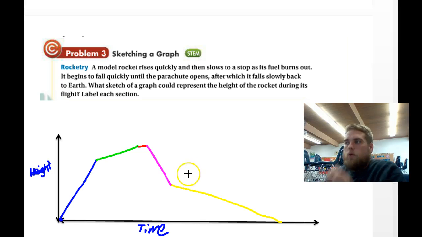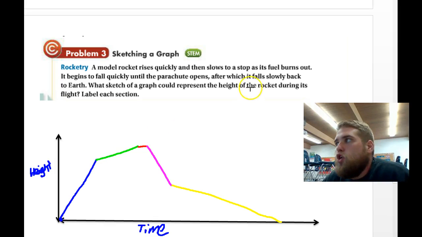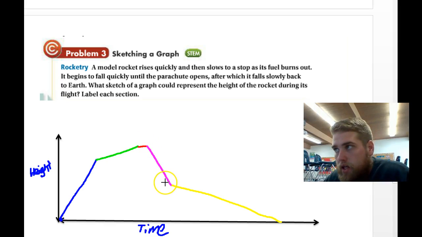Once again, imagine lighting off a rocket in your head. Boom, we shoot up real high. We kind of stall as the fuel burns out. Then we hit our peak height for a very short time. We just sit up there and then we start falling back down quickly until the parachute opens. Right here the parachute opened, and then we slowly went back down to Earth.